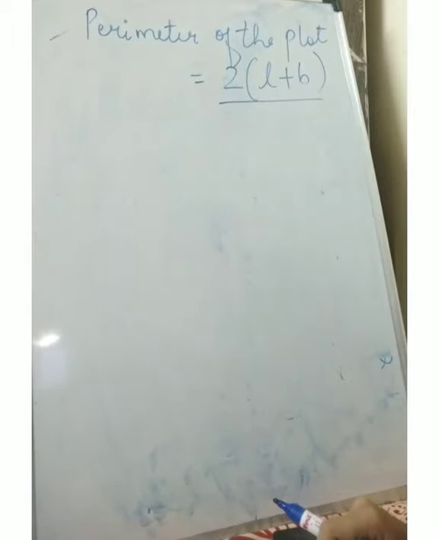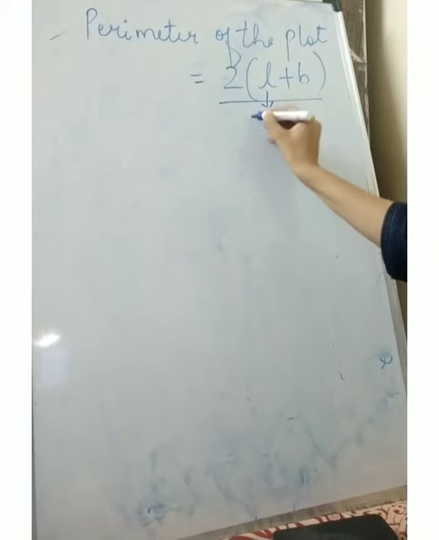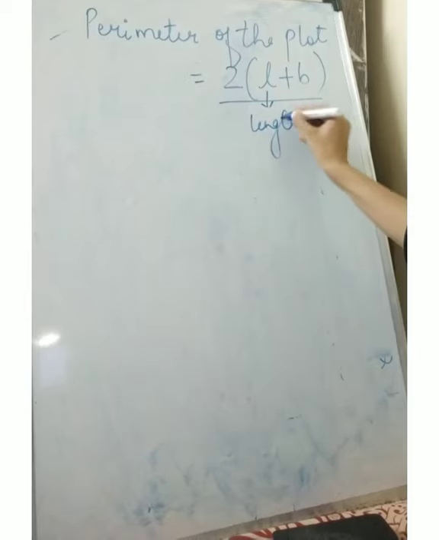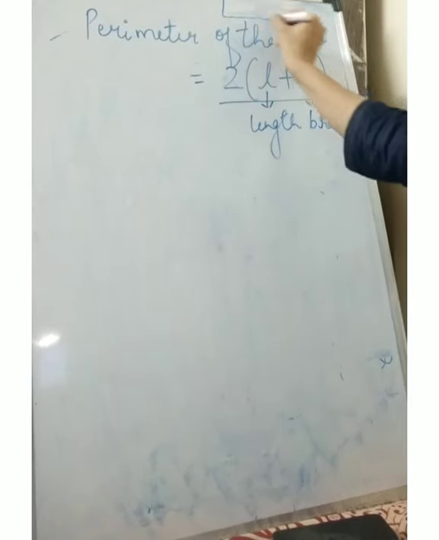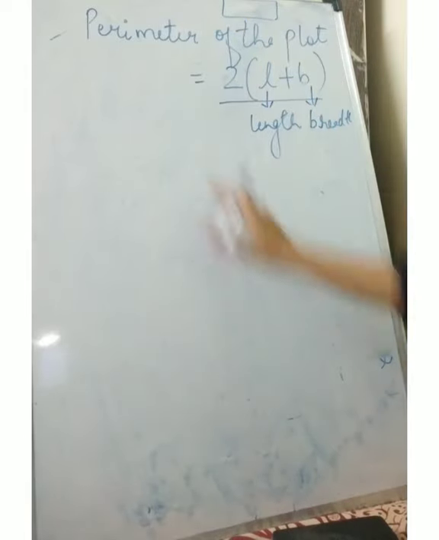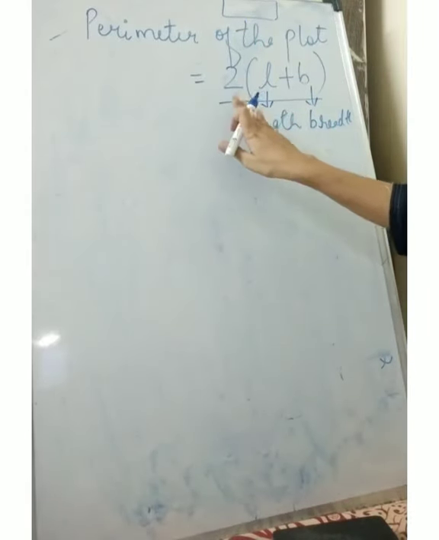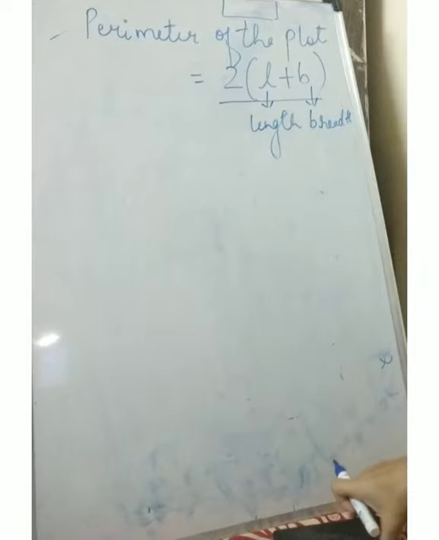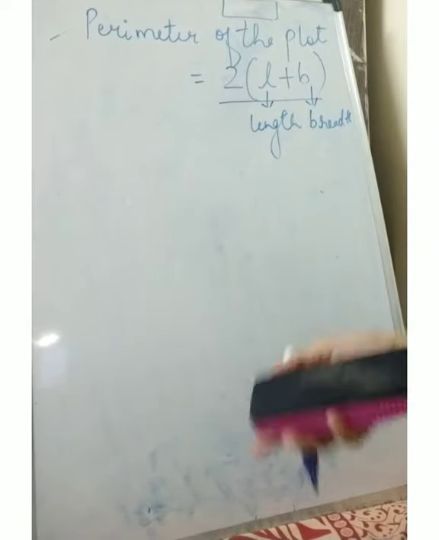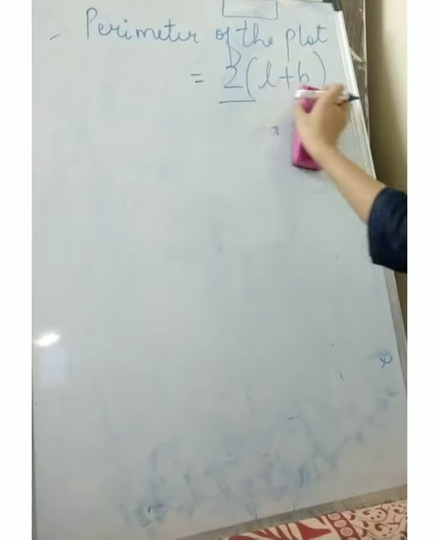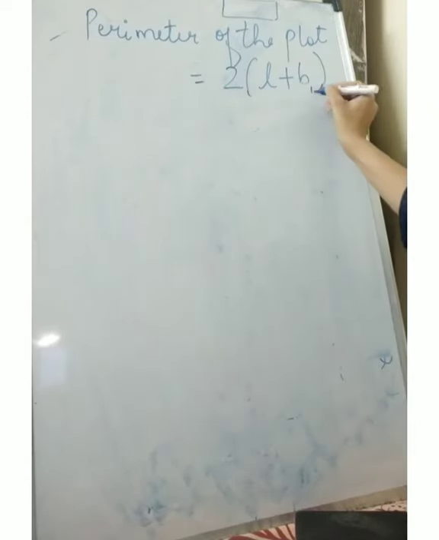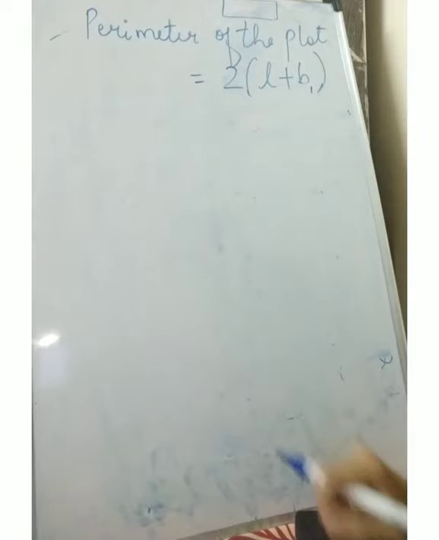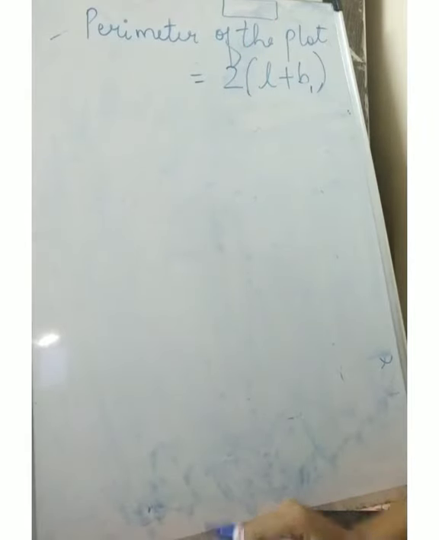Why have I written 2(L + B), where L stands for length and B stands for breadth? Because we are talking about a rectangular plot, and the perimeter of a rectangle is 2 in bracket L plus B. I hope it is clear why I have written the perimeter of the plot is equal to 2(L + B), because we are talking about a rectangular plot.